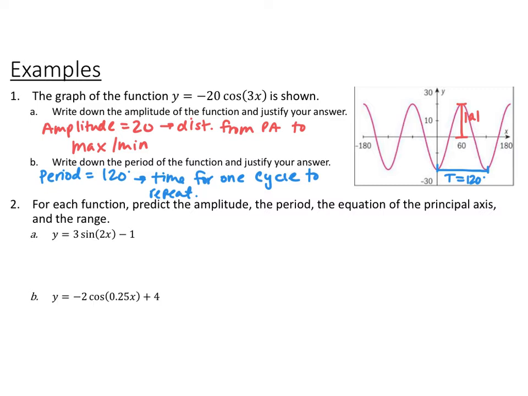And then the period is how long it takes for one whole cycle to repeat. So I looked at one minimum value and found the next minimum value and found that that was a distance of 120 degrees. So that's going to be the period.